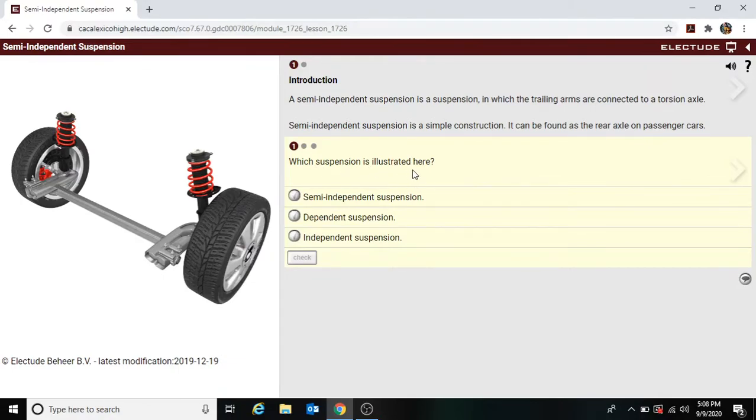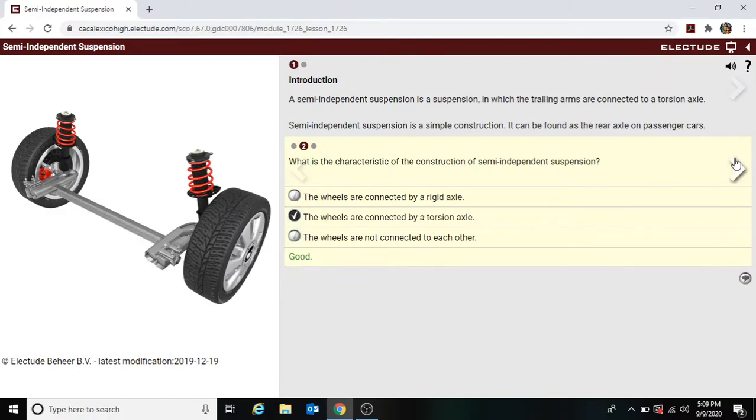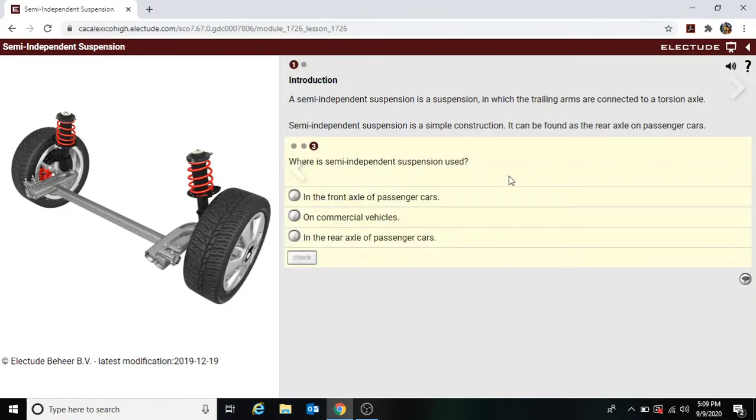Which suspension is illustrated here? Semi-independent suspension. What is the characteristic of the construction of semi-independent suspension? The wheels are connected by a torsion axle. Where is semi-independent suspension used? The rear axle of passenger cars.